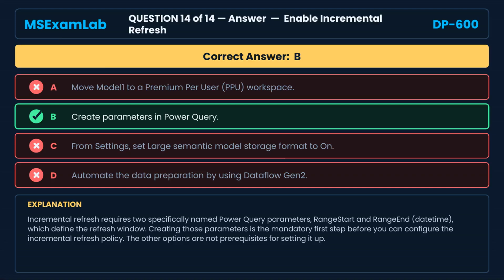The correct answer is B. Create parameters in Power Query. Incremental refresh requires two specifically named Power Query parameters, RangeStart and RangeEnd, of type DateTime, which define the refresh window. Creating those parameters is the mandatory first step before you can configure the incremental refresh policy. The other options are not prerequisites for setting it up.